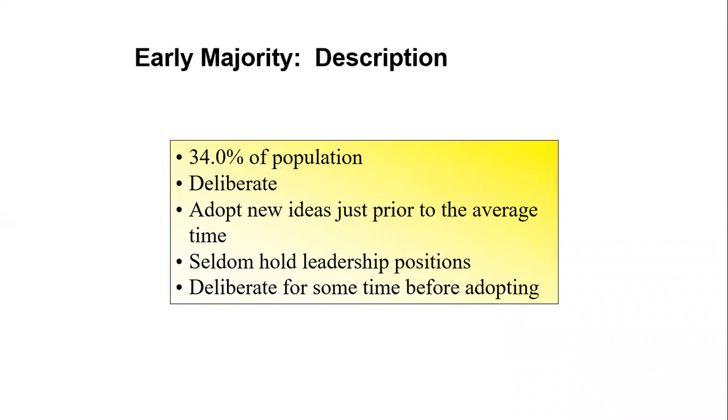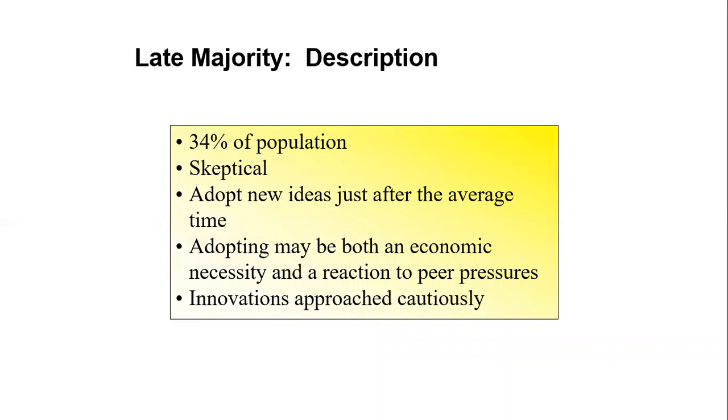Next comes the early majority. Here they are deliberate and adopt new ideas just prior to the average time. They seldom hold leadership positions and deliberate for some time before adopting the product or service. After that comes the late majority. They are always skeptical and adopt new ideas just after the average time. Okay, everyone has almost used it. So adopting may be both an economic necessity and a reaction to peer pressure. Innovations are approached cautiously by this majority, the late majority.